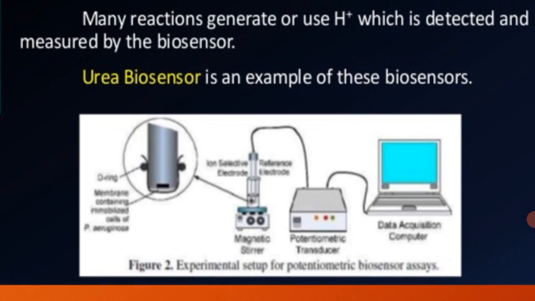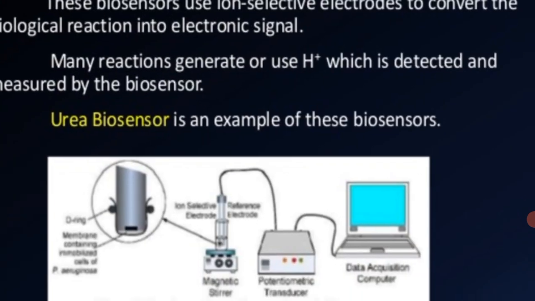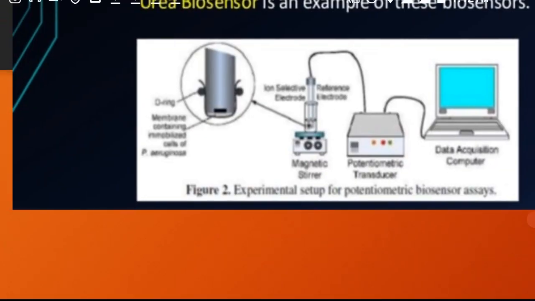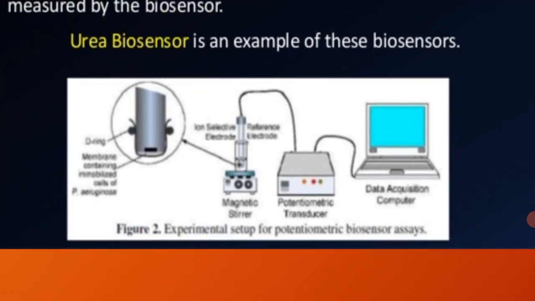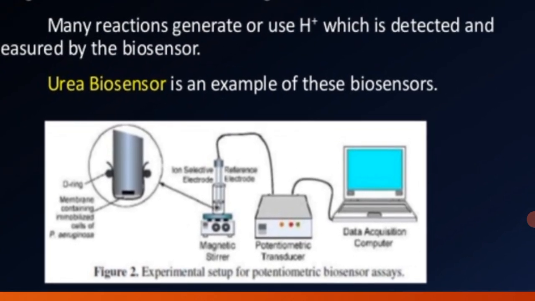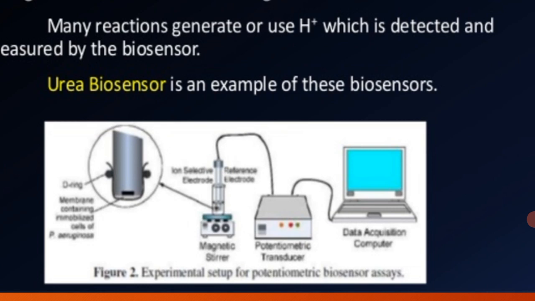Okay, so you can see the ion selective electrode is present, which is converting the biological reaction into the electronic signal. And after the ion selective electrode we will have the potentiometric transducer. What is the role of the transducer? It will transfer the energy.